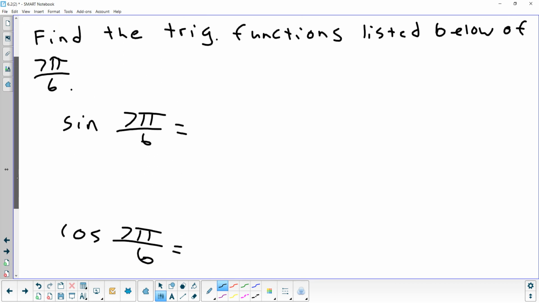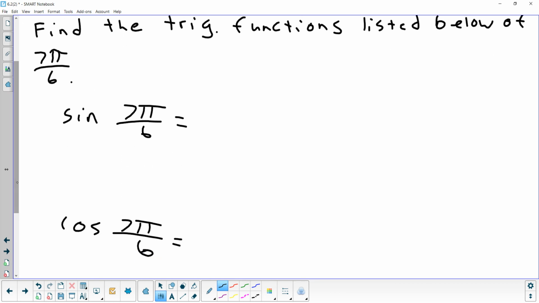This one, let's just do the sine and the cosine. So now we're only going to do two of them. 7 pi over 6. First thing I have to do is get the coordinates. Well, how can we make this easier to work with to get the coordinate? Change it to degrees. If you follow the steps I showed you, when you change it to degrees, you will get 210 degrees.